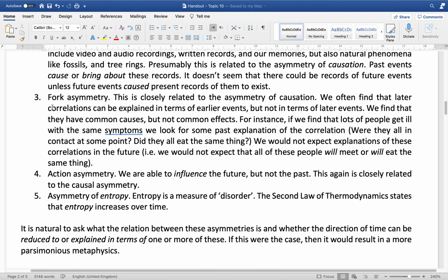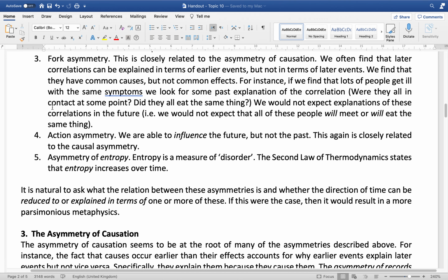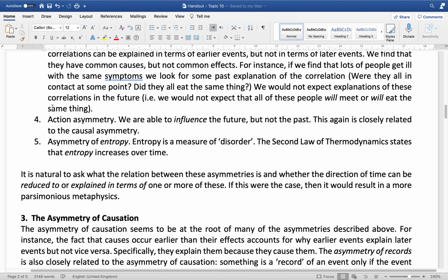So, we seek parsimony in our metaphysics. So it would be nice for parsimony reasons if we could explain some in terms of the others. There might be something more to it than pure parsimony. So it might be that, look, it seems a bit peculiar that we should have all of these asymmetries that all line up in the same direction. So we want an explanation for that. And it would be nice if we could explain maybe all of these asymmetries in terms of one of them, or all the rest in terms of one of them.